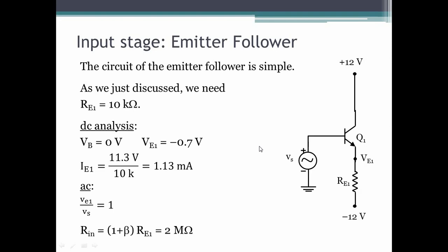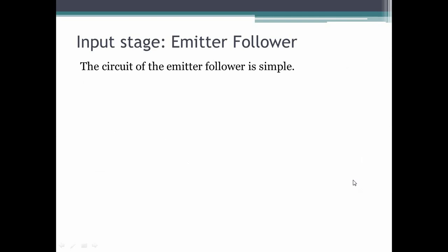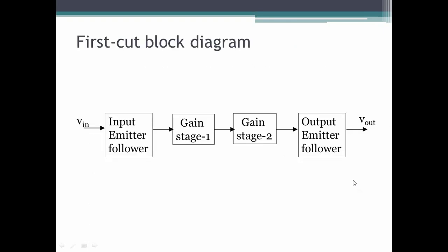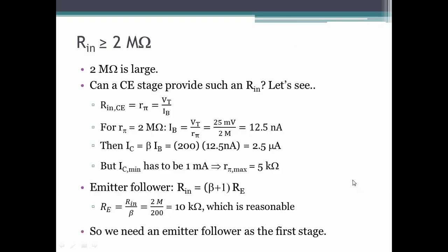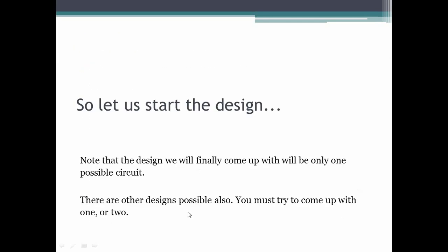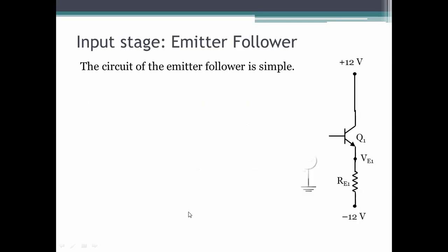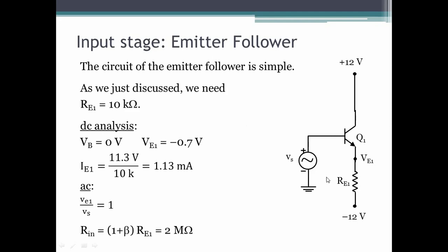which we already found actually. I forgot. So if I go back, let me go back. We said that for Rin to be 2 mega ohms, for the emitter follower, Re has to be 10 kilo ohms. So we already found Re, so there's nothing we need to do to design this. Re is 10 kilo ohms, and that will give us an Rin of 2 mega ohms.